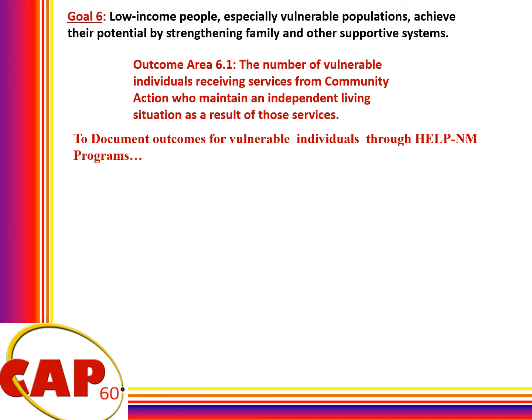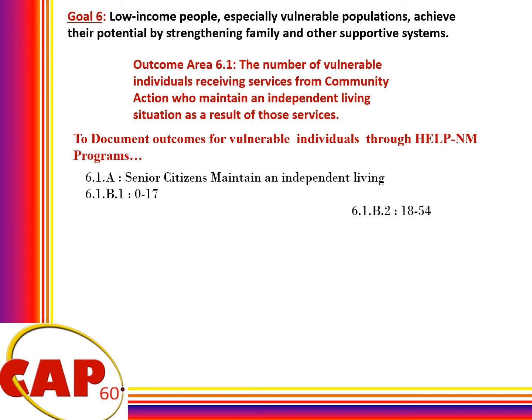To document outcomes for vulnerable individuals through Help New Mexico programs, use the following NPIs. 6.1A, senior citizens maintain an independent living. 6.1B.1, ages 0 to 17. 6.1B.2, ages 18 to 54. 6.1B.3, ages 55 and over. 6.1B.4, age unknown.